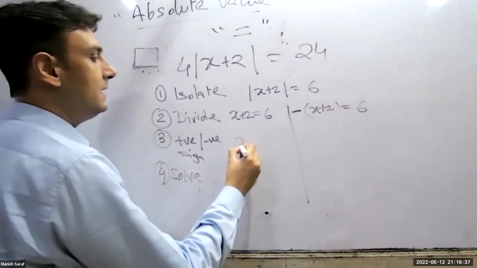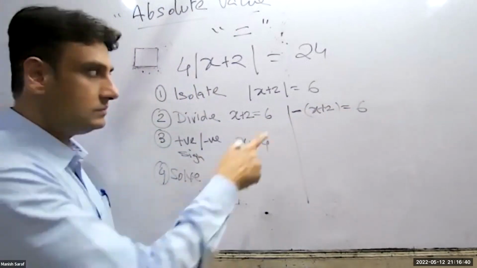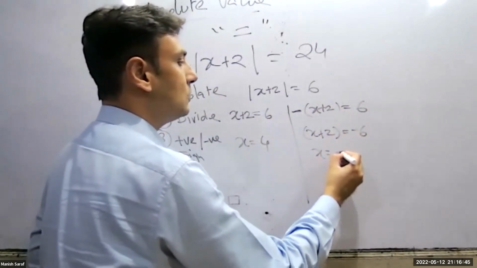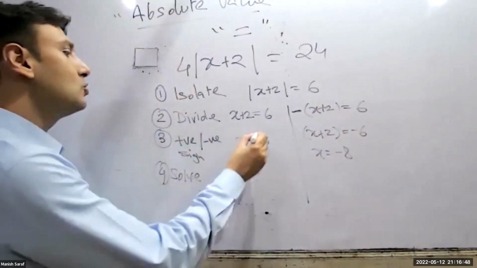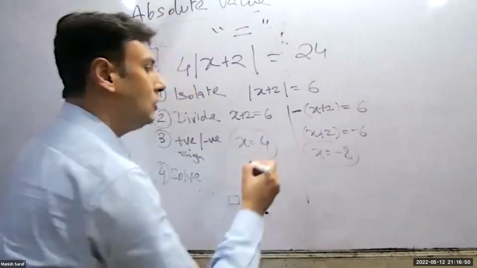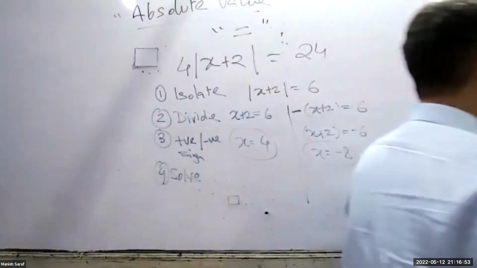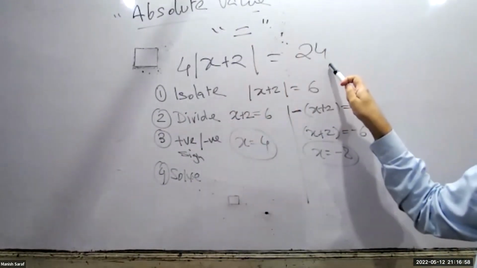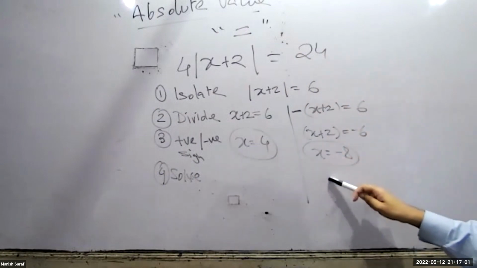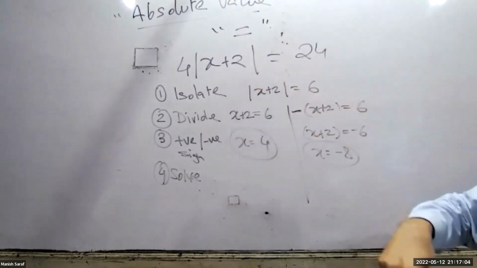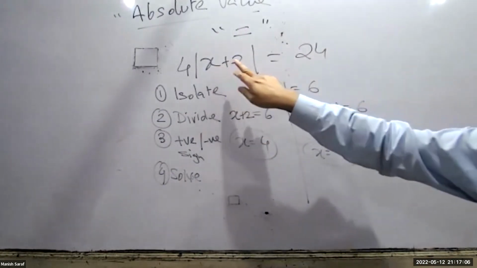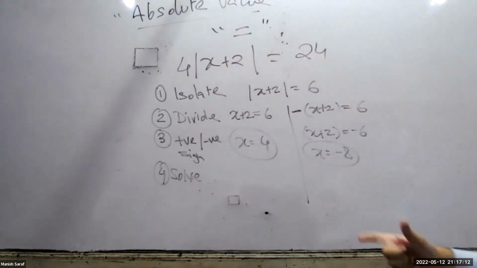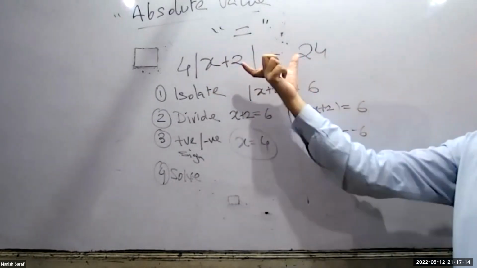So let's solve. x is equal to 4. Let's solve this one: x plus 2 is equal to minus 6, or x is equal to minus 8. So I am getting two values of x for which the given equation is true. When I put x as 4, the equation is true. And when I put x as minus 8, then it is true. Let's see, x is minus 8, plus 2 is minus 6, the mod function gives 6, and 6 times 4 is 24. So I am getting two values of x for which this equation is true.